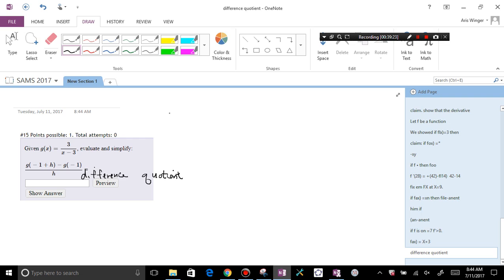Right. So this is just going to involve some algebra, right? So it's g of minus 1 plus h is equal to 3 over minus 1 plus h minus 3. And the other problem with this is that, let's simplify this while we're here. This is 3 over h minus 4.